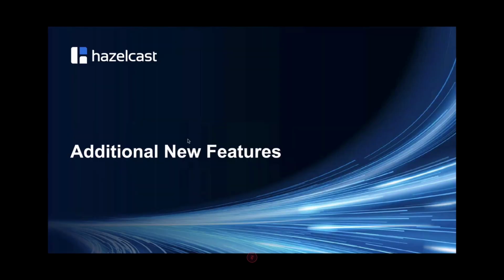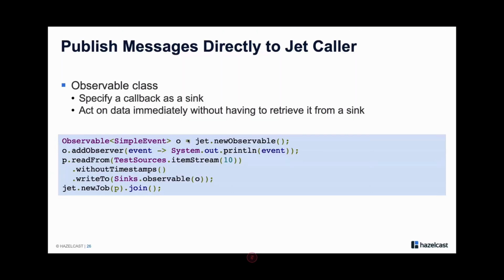Okay, let me quickly go through some of the additional features. And one other capability is this notion of being able to publish messages directly to the Jet caller. And that's implemented within the observables class. You're essentially creating a new sync, which is a callback. And so now you can act immediately on that data without having to read it from a sync. So if you remember back to the data flow diagram where you had the sources writing out and then processing and then writing out to a sync, instead of dumping it to a sync where you will retrieve it from there, you can specify the callback right away.